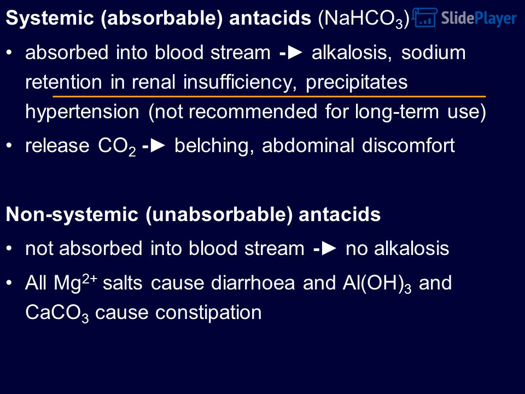Systemic, absorbable antacids, such as sodium bicarbonate, are absorbed into the bloodstream. They cause alkalosis, sodium retention in renal insufficiency, and precipitate hypertension, so they are not recommended for long-term use. They release CO2, causing belching and abdominal discomfort. Non-systemic, unabsorbable antacids are not absorbed into the bloodstream, so there is no alkalosis. All Mg2+ salts cause diarrhea, and Al(OH)3 and CaCO3 cause constipation.